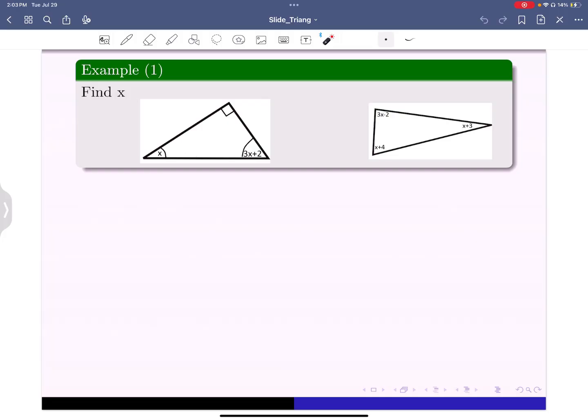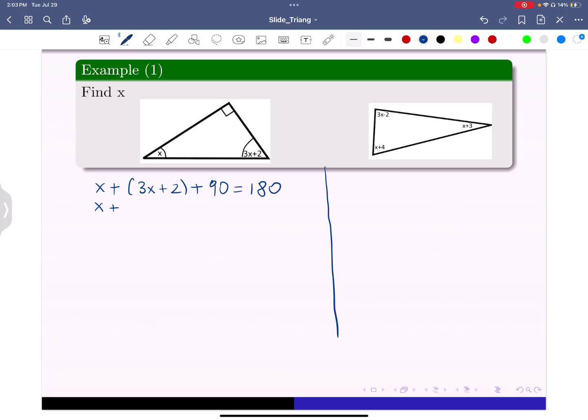Example 1, find x. All angles must add up to 180 degrees, so we will have x plus 3x plus 2 plus, and this one means it's a right angle, so 90 degrees. This must be equal to 180, because all angles in a triangle add up to 180. So x plus 3x plus 2 plus 90 is 180.